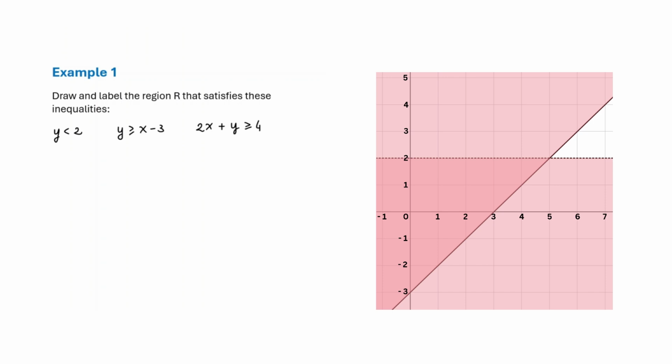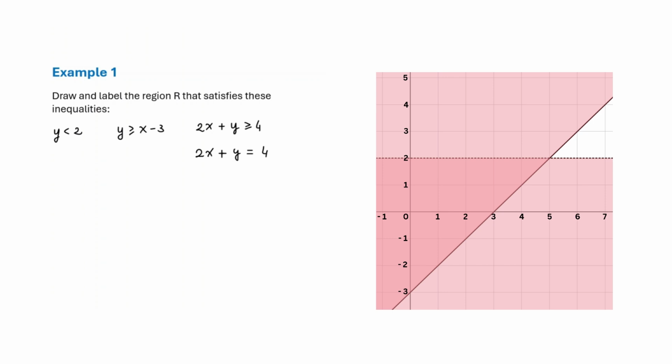Again, we start by drawing the boundary line. Replace the inequality sign with an equal sign. So the boundary line is 2x + y = 4. This equation is in standard form. A quick way to draw this line is to use the x-intercept and the y-intercept.